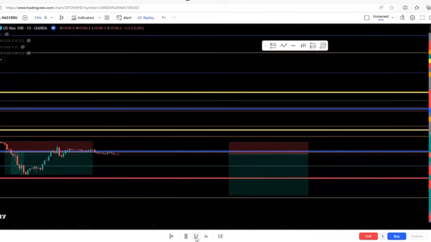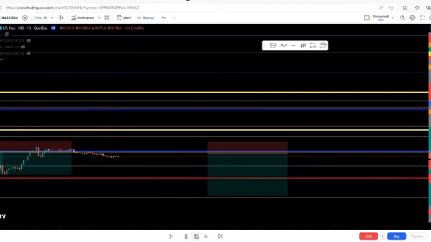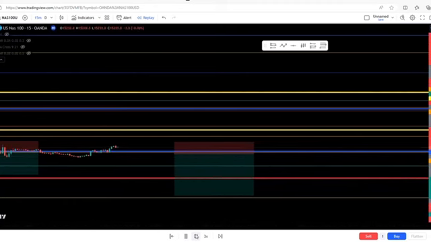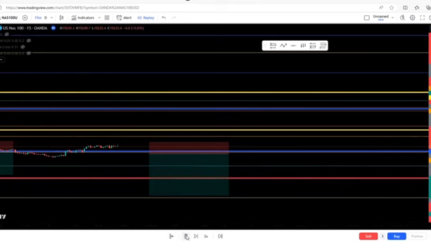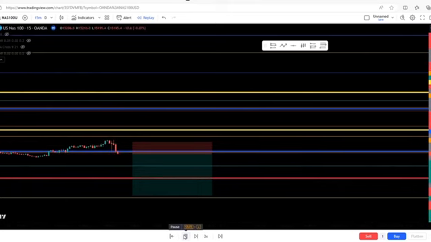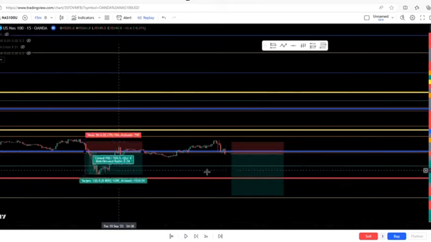So we see all day after it did that move, it's just hugging the level, right? Just hugging the level. Now watch this, y'all. Watch this. This is how people get messed up.